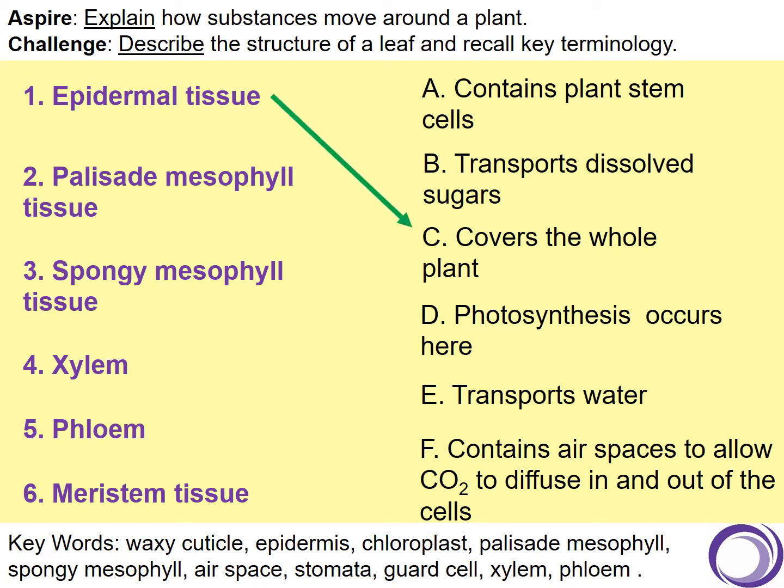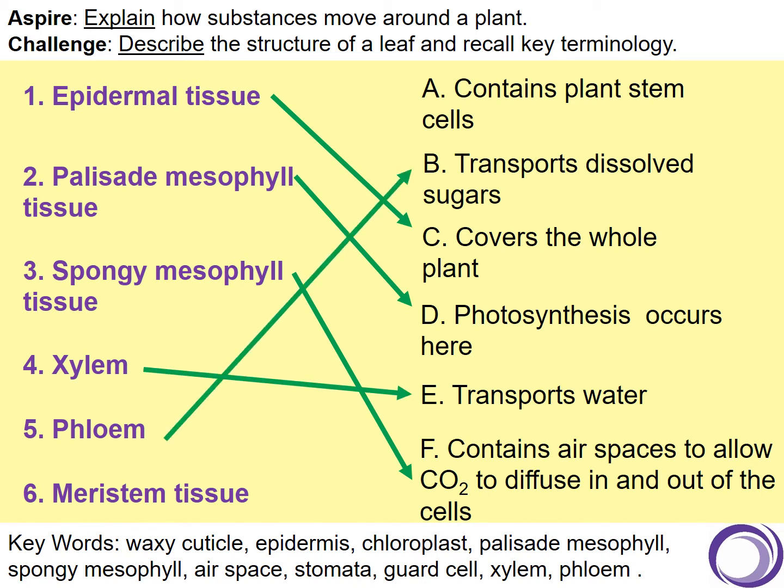Okay, let's go through some answers. So the epidermal tissue covers the whole plant. The palisade, that's where photosynthesis occurs. The spongy mesophyll contains air spaces to allow the carbon dioxide to diffuse into the cell if it's in the palisade layer, out if it's just respiring. The xylem transports water. The phloem transports sugar. So that leaves the meristem tissue, which is the plant stem cells. Remember those cells which can divide into any other type of cell. Plant cells have them throughout their whole life.